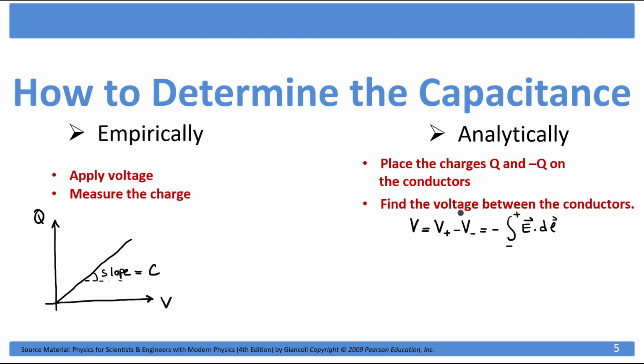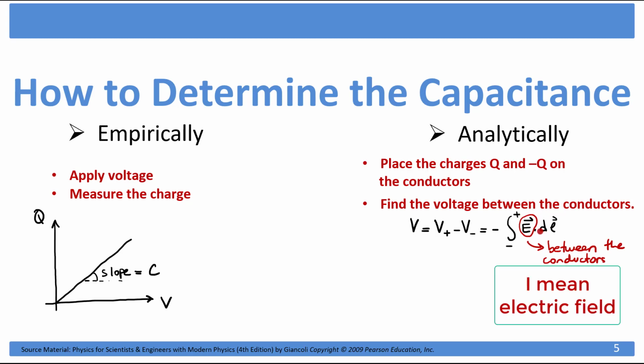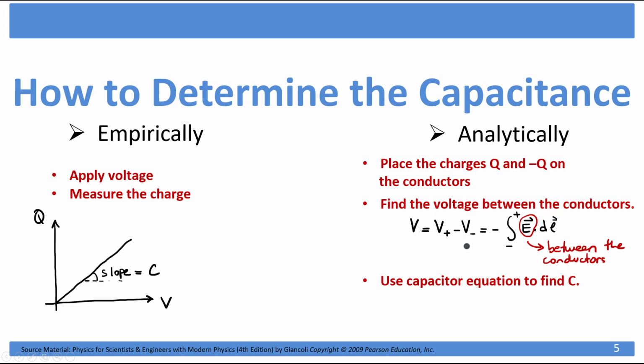Now I am always calculating V plus minus V minus because I want this voltage to be positive. In order to calculate this, however, I need the electric field, and I only need the electric field between the conductors. So maybe I should put a note here, between the conductors. As an intermediate step, we might have to calculate the electric potential first between the conductors. Once we have that, we can use this expression to calculate the voltage. Once we have the voltage, all we have to do is use the capacitor equation to determine the capacitance.